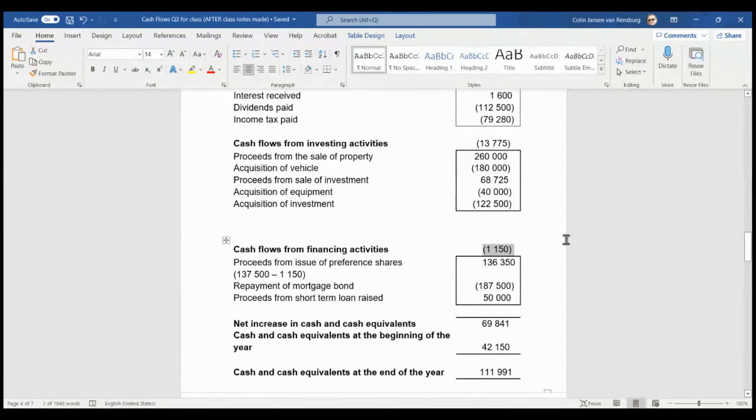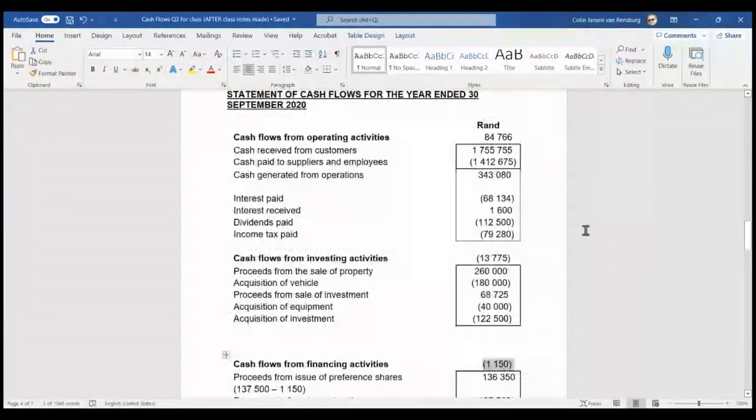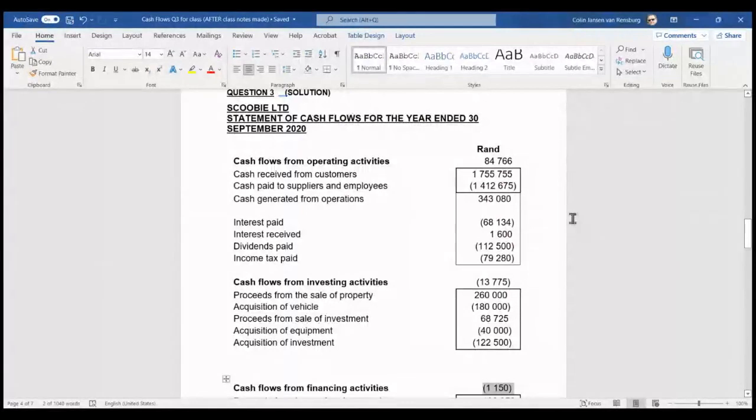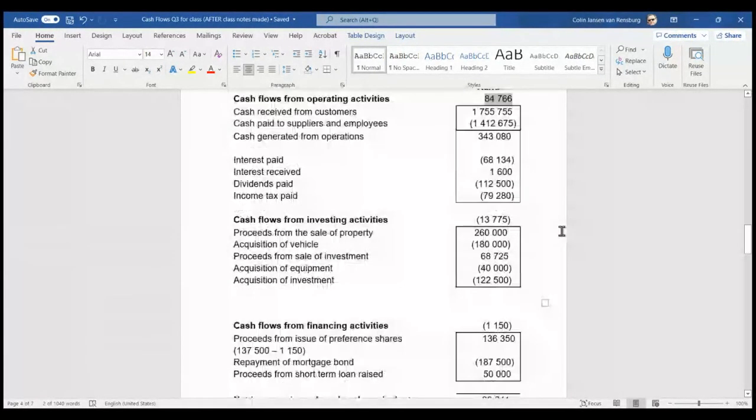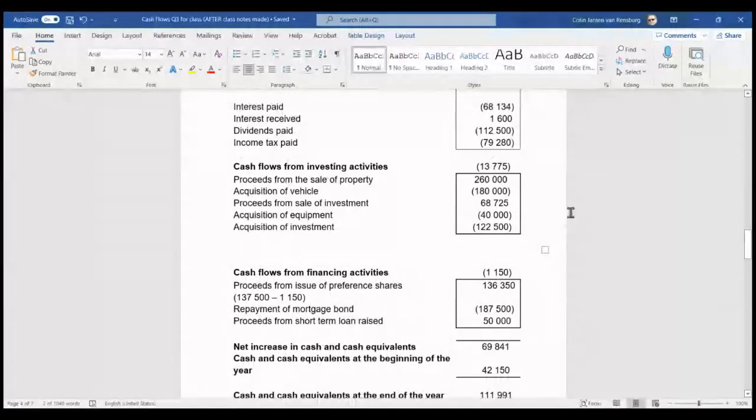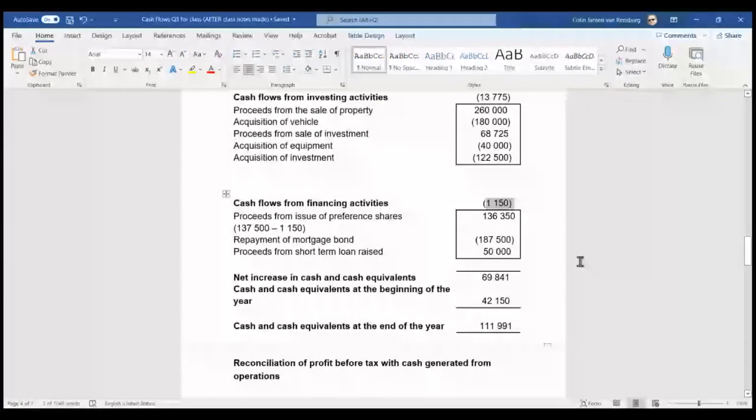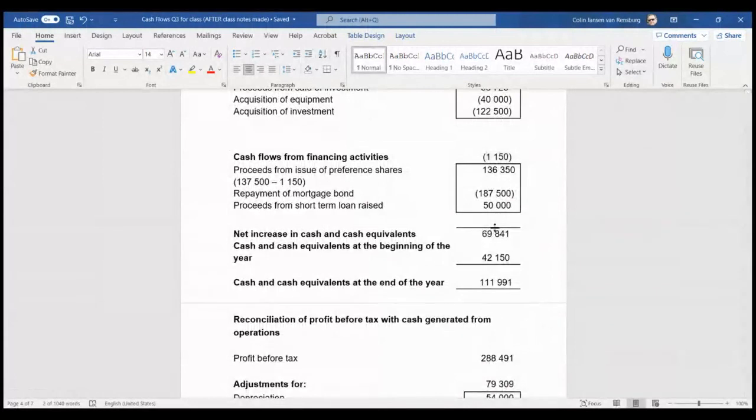Right, ladies and gentlemen, so now we are done with those three major activity sections. So now we can go and add up all our subtotals. So we take our subtotal there: cash flows from operating activities, 84,766 rands, and we deduct any negatives and we plus any positives. Here we've got a negative, so we deduct the 13,775 rand. We deduct the 1,150 rands. That should then give us 69.